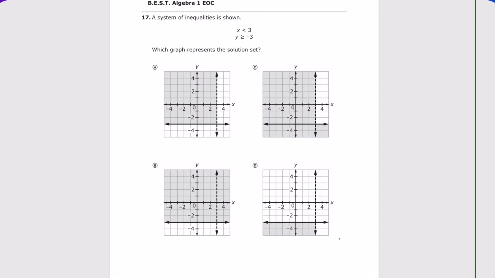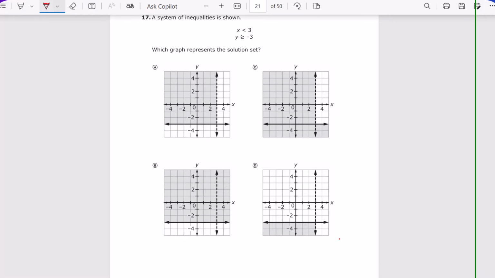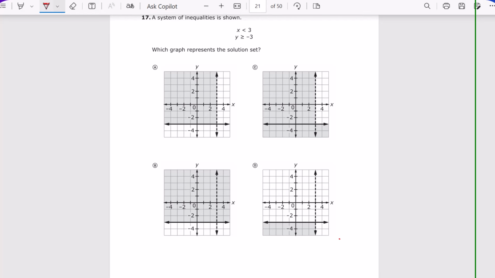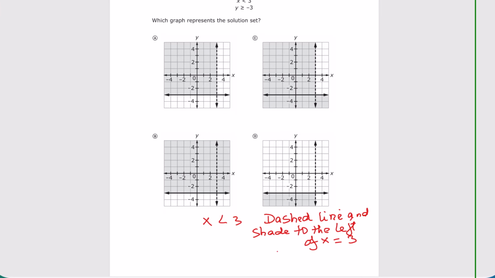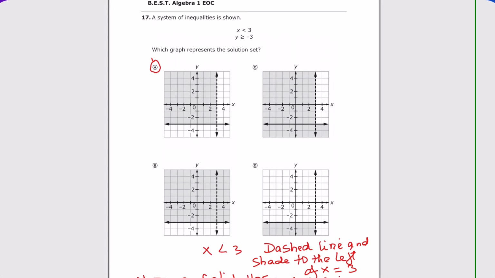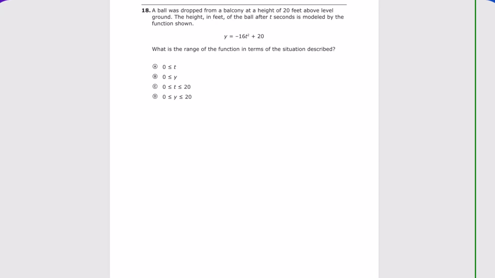Question 17. Graphing a system of inequalities. The system is x less than 3 and y greater than or equal to -3. For x less than 3, we shade left of the vertical dashed line x equals 3. For y greater than or equal to -3, we shade above the horizontal solid line y equals -3. The solution is the area where both shadings overlap. Correct answer, choice A.